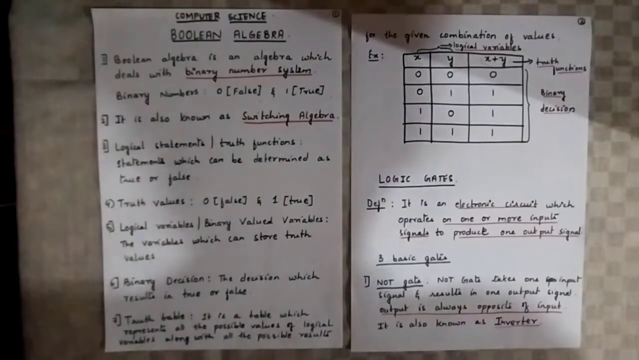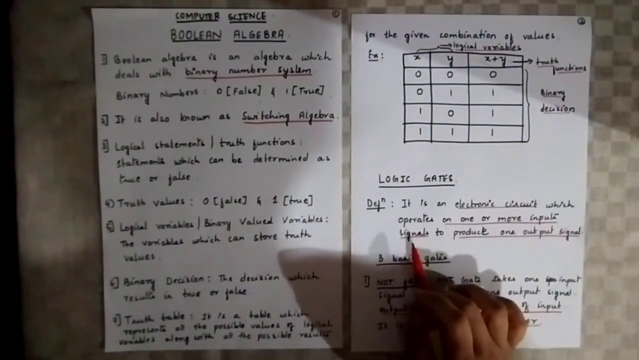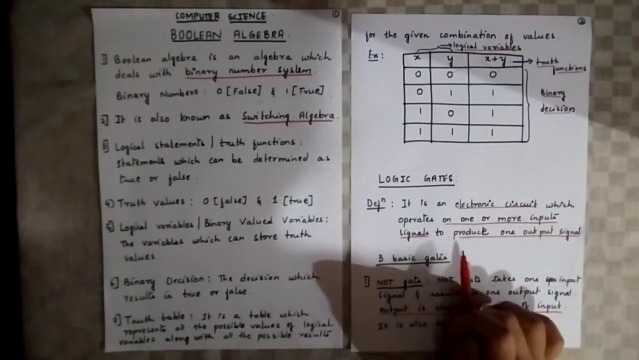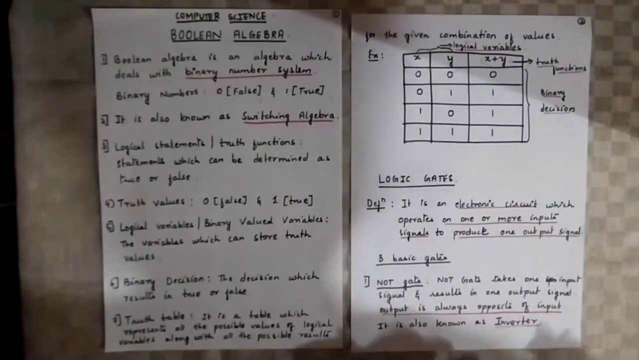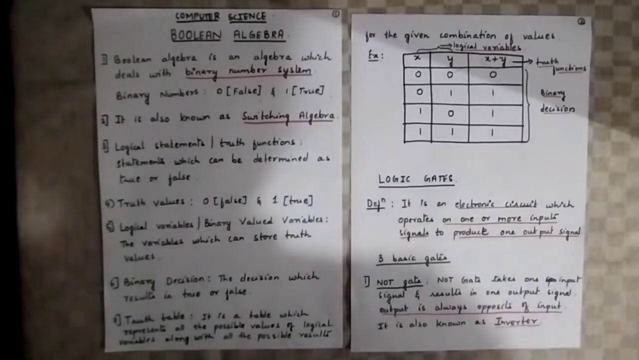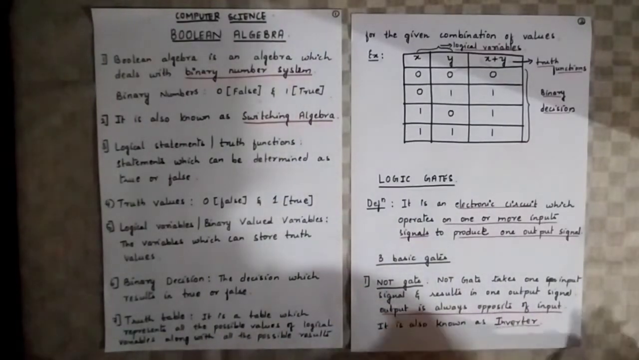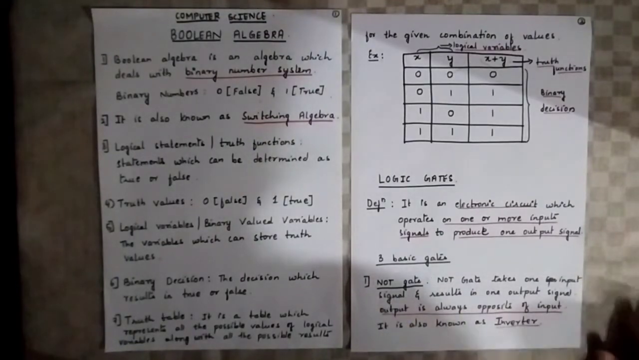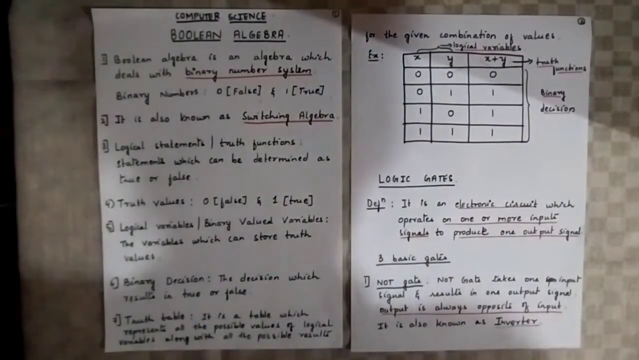So what is a logic gate? It is an electronic circuit which operates on one or more input signals to produce one output signal. So any gate is nothing but an electronic circuit. It is going to take one or more inputs, but the condition is it is going to give you the result only in terms of one output signal. Under logic gates, we are having three basic types.